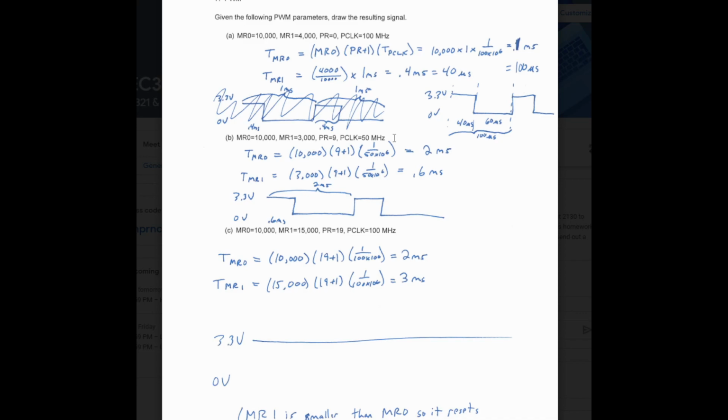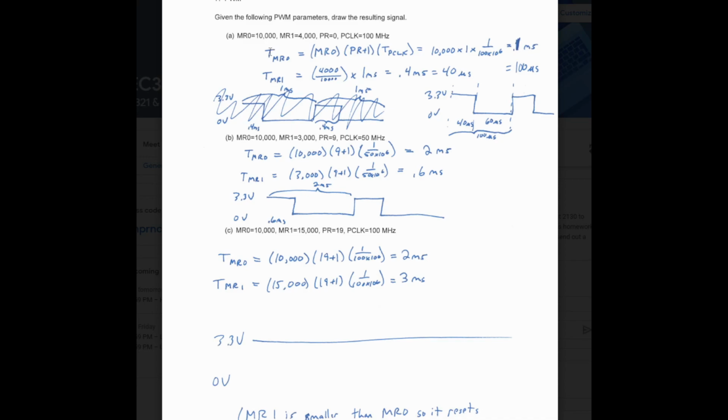This is asking you to draw the resulting signal. So it's asking you to do the calculations, but then push it 1 step further and draw what the signal looks like. And you can see I made a mistake when I was working on it. I did the wrong calculation, or I wanted to change it to work with microseconds instead of milliseconds.